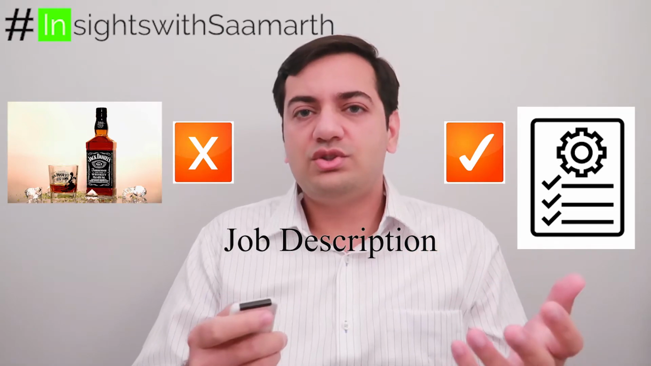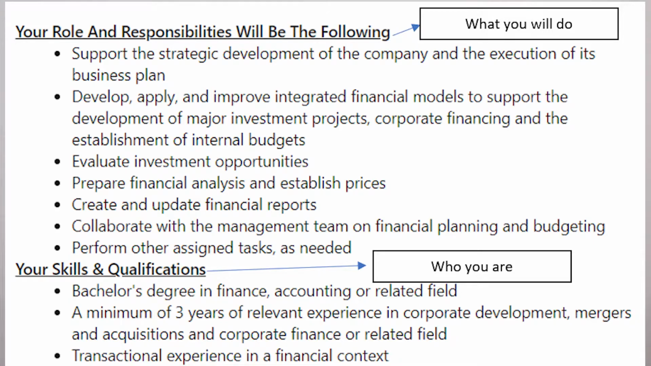So now this is what a job description or a JD looks like. A job description has two key sections. The first section is about the roles and responsibilities, and the second section is about the skills and qualifications that you have which are needed for that role. I like to think of the roles and responsibilities as what you will do and the skills and qualifications section as who you are. Now the reason I'm talking about job descriptions is because your resume must align with the job description. If it doesn't, then you won't be a good fit for the role.